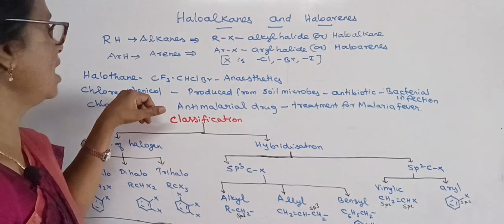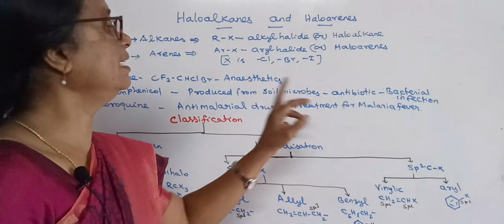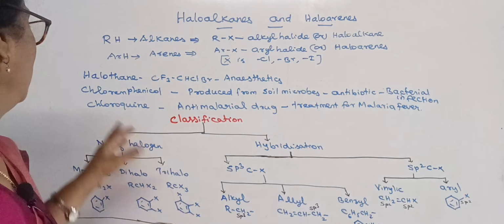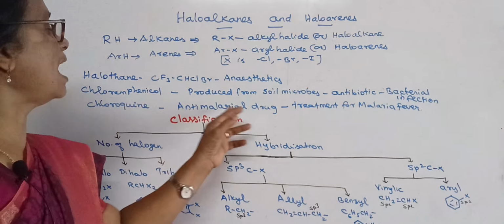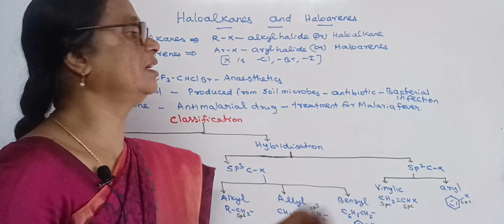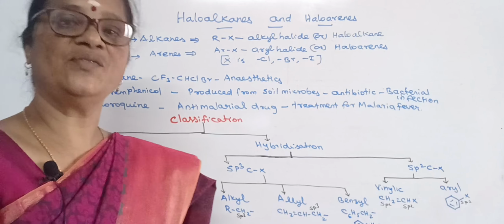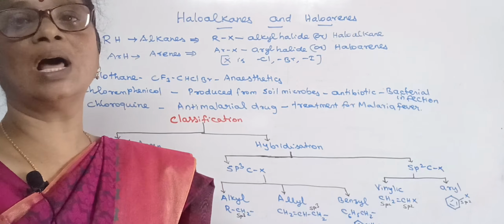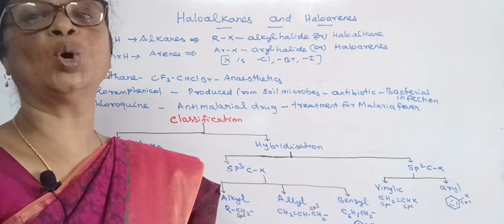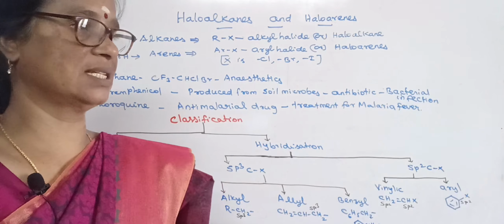antibiotics. Chloramphenicol, which is extracted from soil microbes, is given as treatment for bacterial infection. Similarly, chloroquine is an anti-malarial drug, which is taken for the treatment of malaria fever. This is the reason why we need to learn haloalkanes and haloarenes. Not only this, it is widely spread over our daily life as well as for industrial purposes.